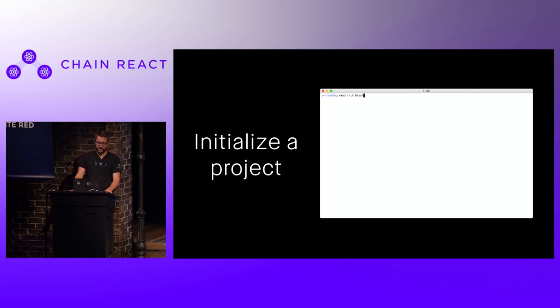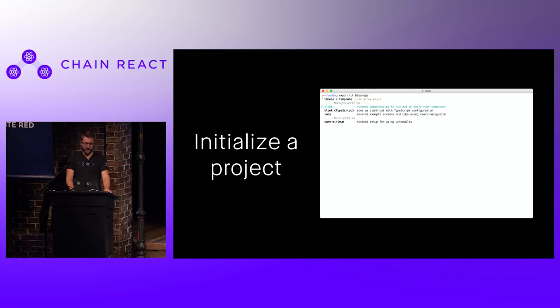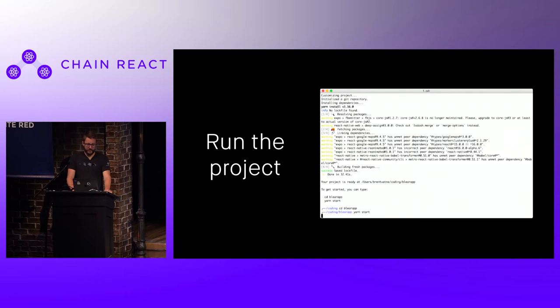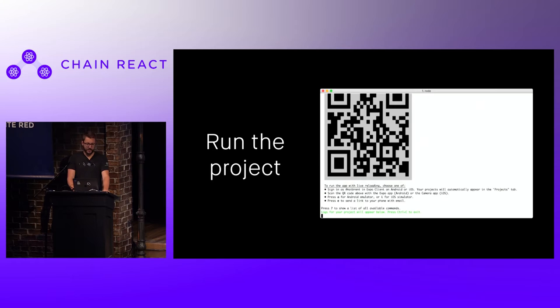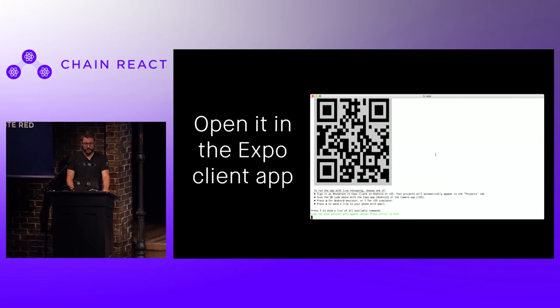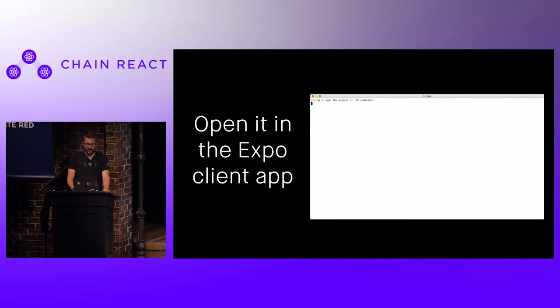So let's start out with initializing a project. Expo init gives you several options for templates, including a TypeScript template and one with React Navigation installed and some basic navigation stuff set up. After that, we just run yarn start in the project, which delegates to Expo start for us. Then we open it in the client app.